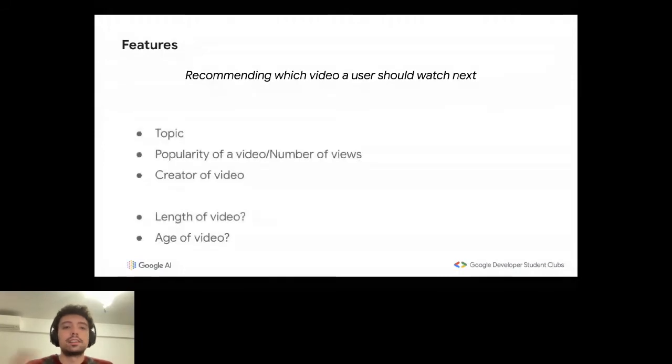This is another example where we consider the problem of recommending which video a user should watch next, right? So imagine Netflix, YouTube, Amazon Prime Video, right? Where you can consider the topic, the popularity of a video, the number of views, also the creator of the video, perhaps also the actors that are in it, the genre. But is the length of the video important? Is the age of the video important? Maybe.